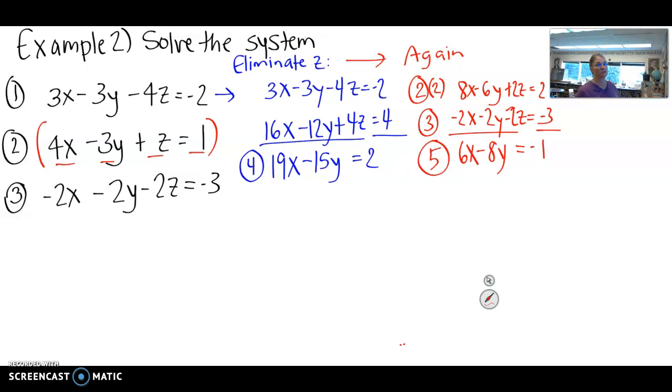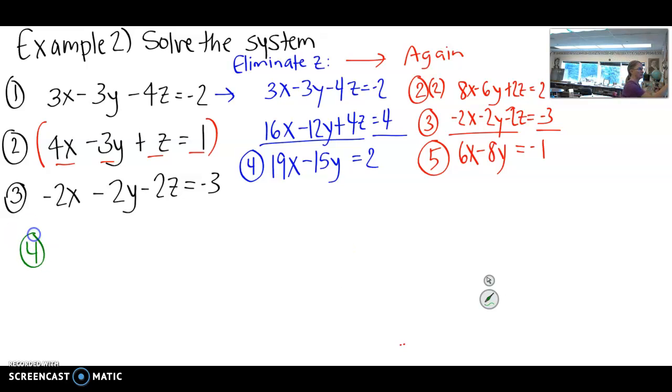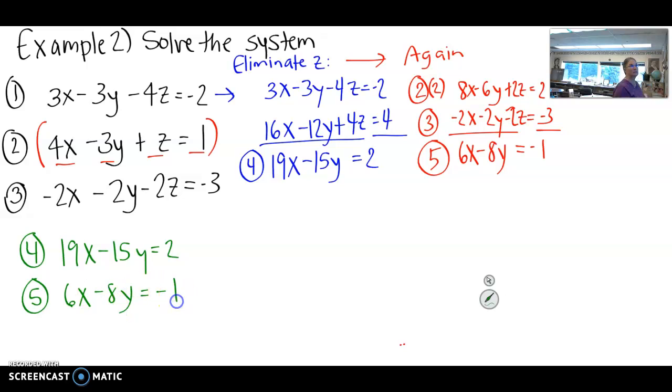Now if you look at your coefficients of 4 and 5, they're a little crazy. Nothing is going to work out perfectly, it's not going to be real simple to make x or y exactly the opposite. So we're going to need to multiply both equations by something to get them to be exactly the opposite. So I'm going to get rid of y, and either variable will be just fine, but I don't know the least common multiple of 15 and 8.